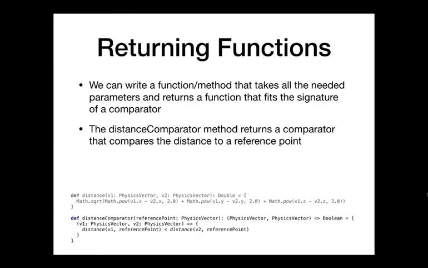So if we want to sort by that reference point, we can write a method that returns a function, and that returned function is going to have the definition that we need. It's going to have the input types and the output type that we need for a comparator. So this is going to return our comparator that compares two physics vectors and returns a Boolean to say how they should be ordered. That returned function is in the exact format that we need for our comparator.